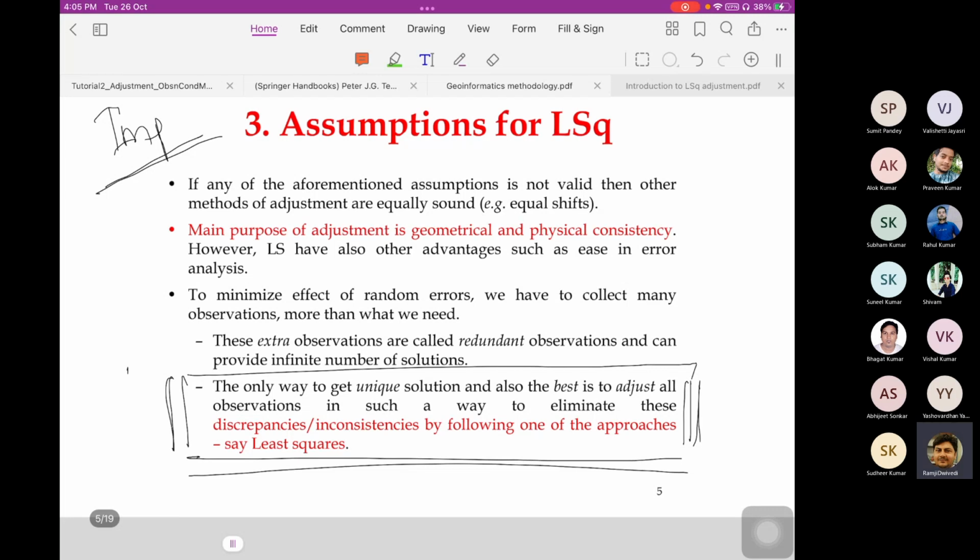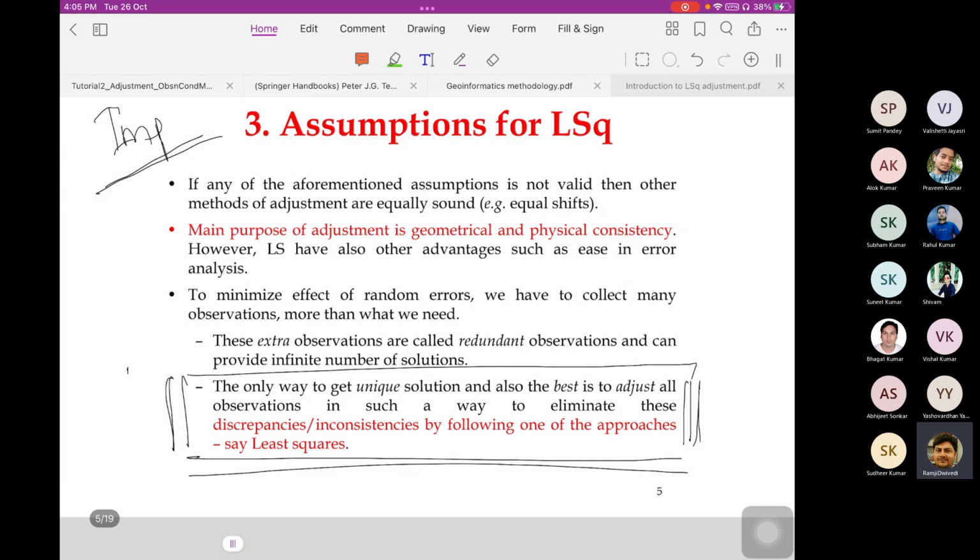And that's why in least square adjustment, there is an inherent advantage: if you perform a least square solution, automatically you have the advantage of performing the error analysis. That will be shown later on. To minimize the effect of random errors, we have to collect many more observations than we need. That is called redundancy. These extra observations are called redundant observations.